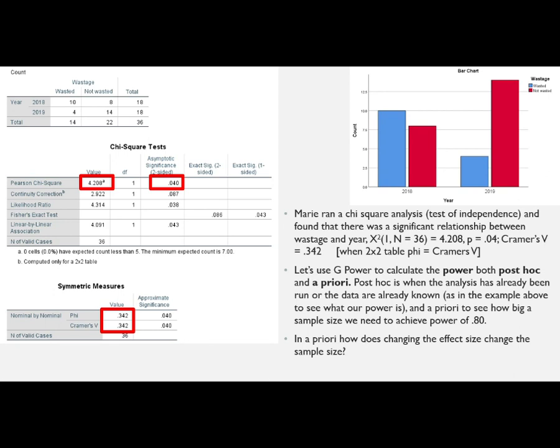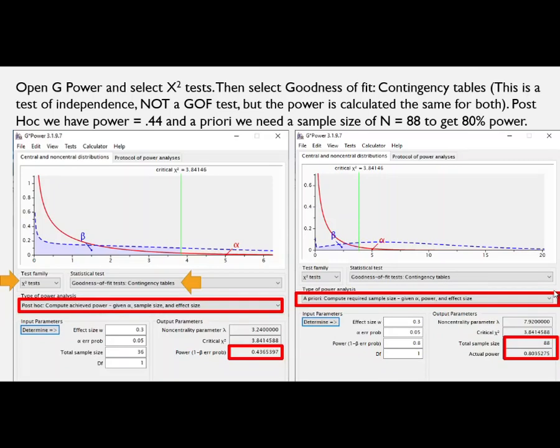So we're going to use GPower now to calculate the power for both post hoc and a priori. Post hoc is when the analysis has already been run or you already have the data, as in this example. And a priori is when you want to know how big of a sample size we need in order to achieve a power of 0.8. In a priori, I want to show you how changing the effect size changes the sample size needed.